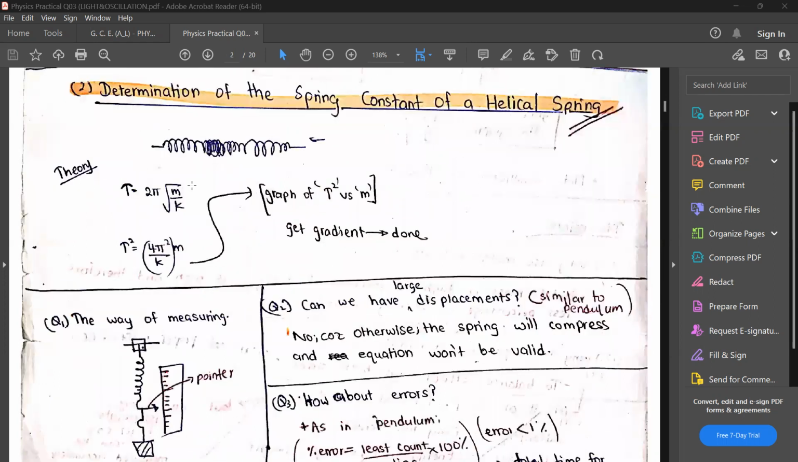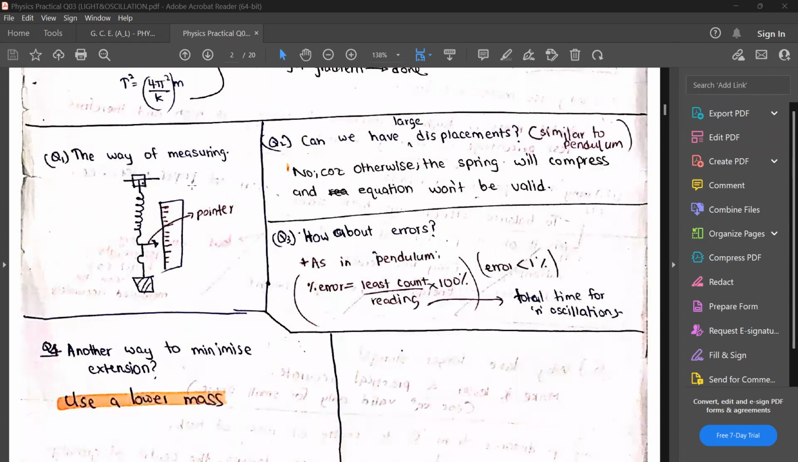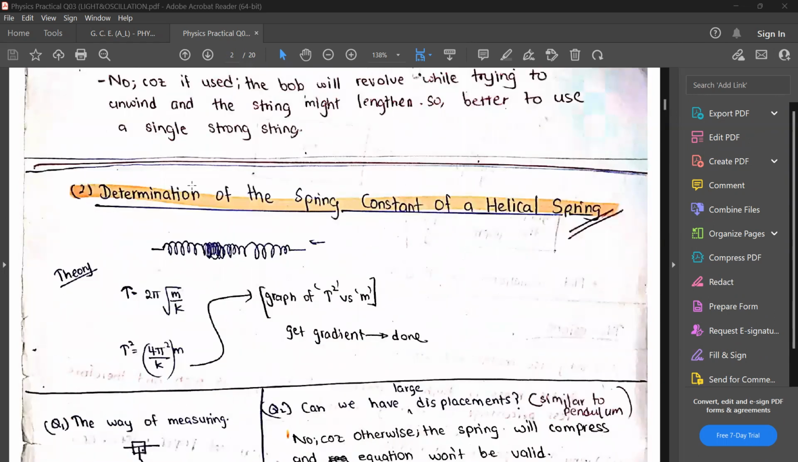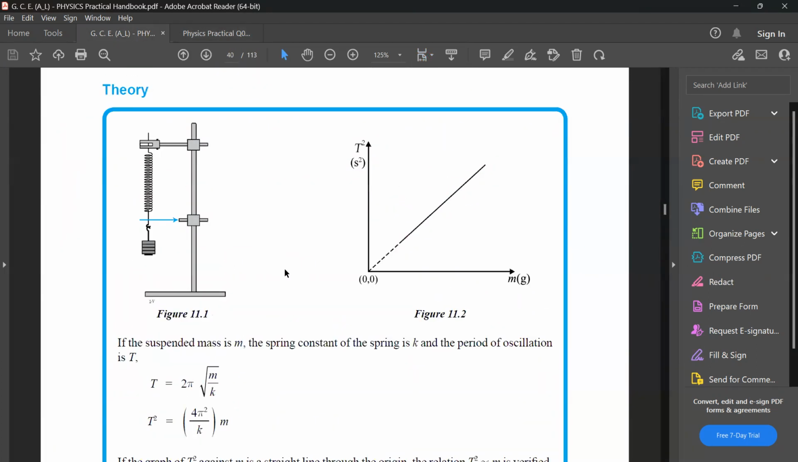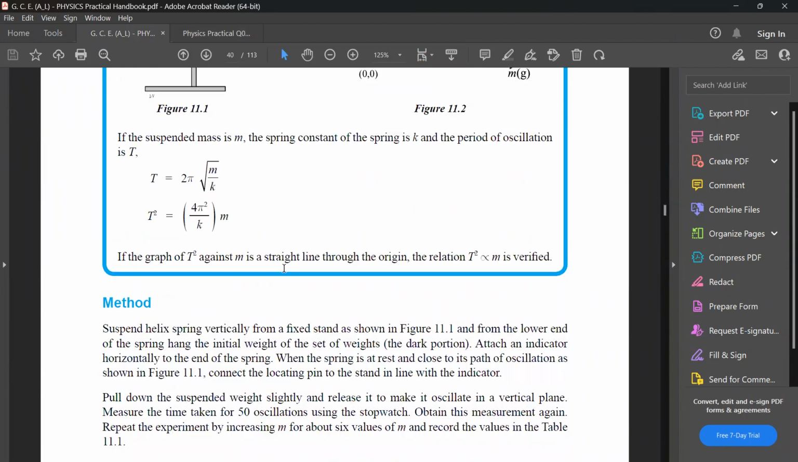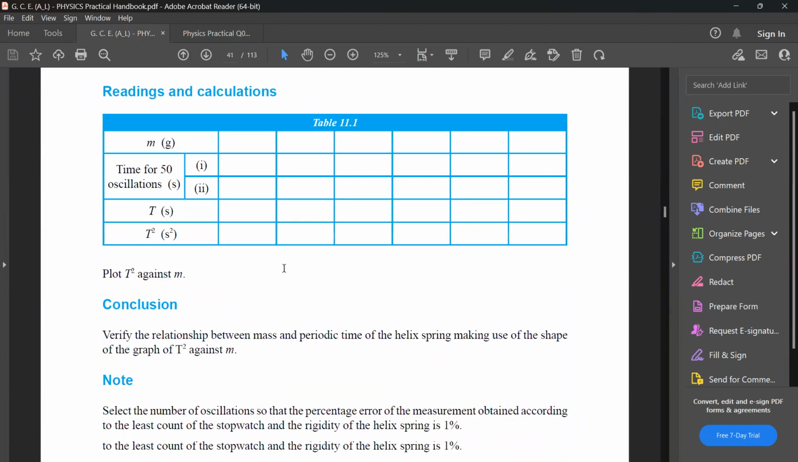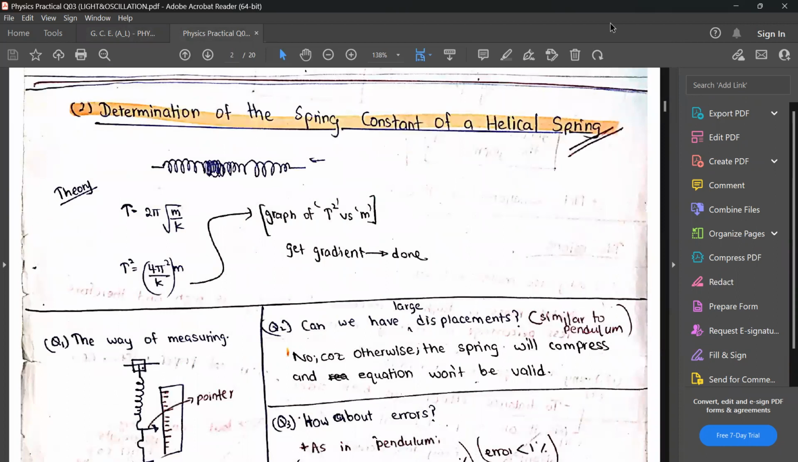Okay, so here another way to minimize extension is to use a lower mass. If you use a lower mass in this practical, it won't extend a lot. Let's look at this as well. See, this is what we do. When you change the mass of the spring system, the time period changes accordingly. So this is how it comes. It's a very short practical.